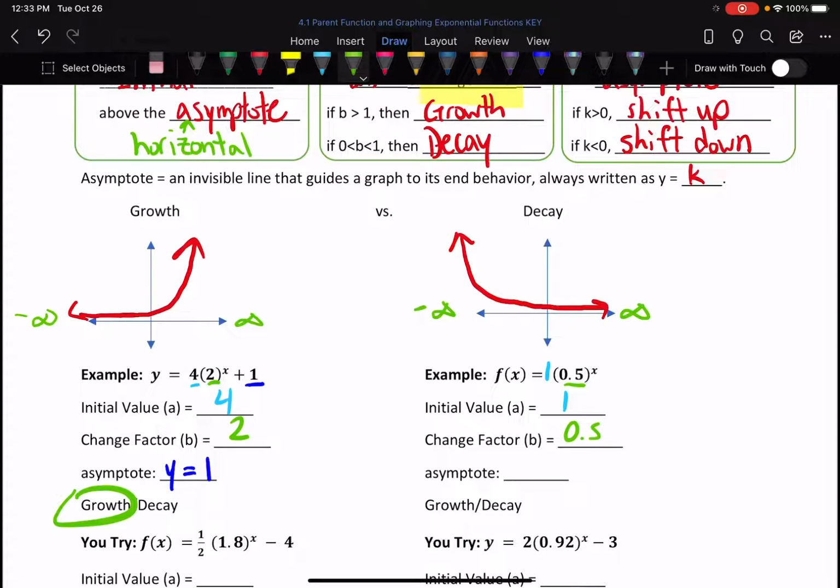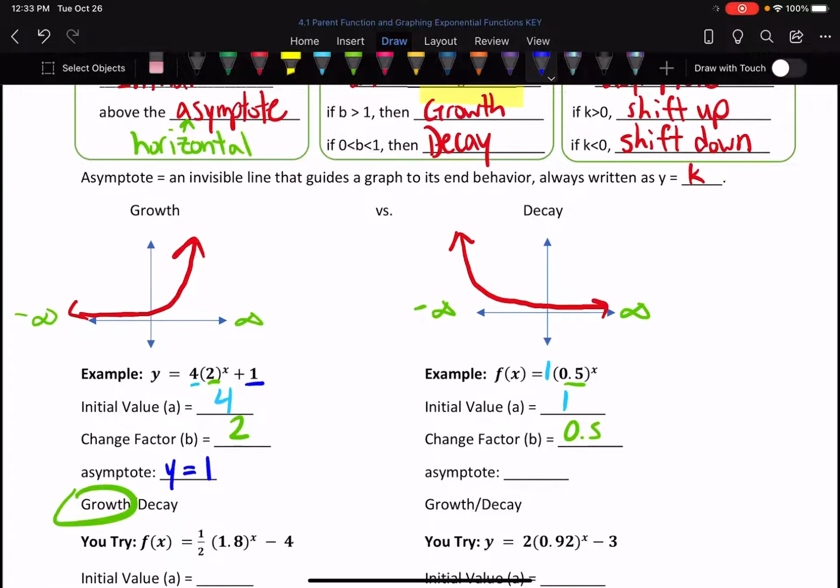And our asymptote is going to be whatever our constant is at the end of this function. In this case, we don't have anything there, so it's kind of like saying we're adding a 0 value here. So our asymptote is actually our x-axis where y equals 0.